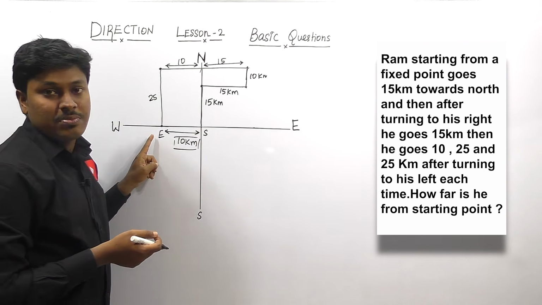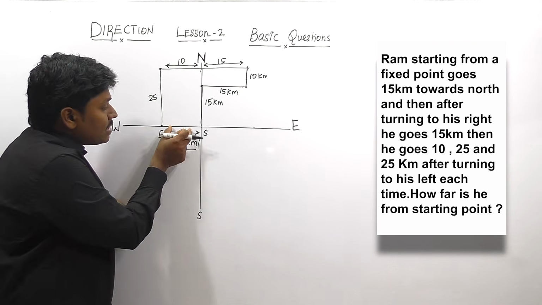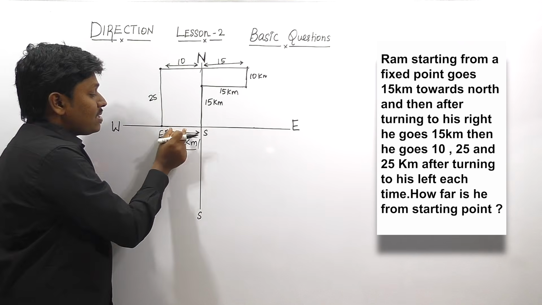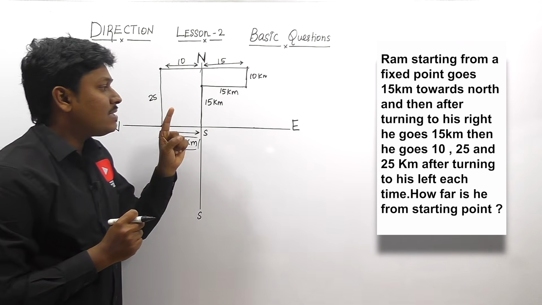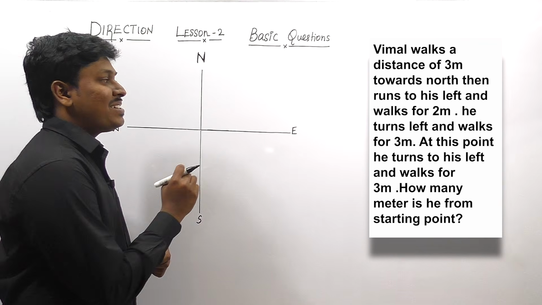So finally he is at this point. The question is, what is the distance between starting and ending point? So this distance will be equal to this distance. So this will be 10 kilometers. So finally I can say that the answer for question number 6 will be 10 kilometers. Let me move on to question number 7.